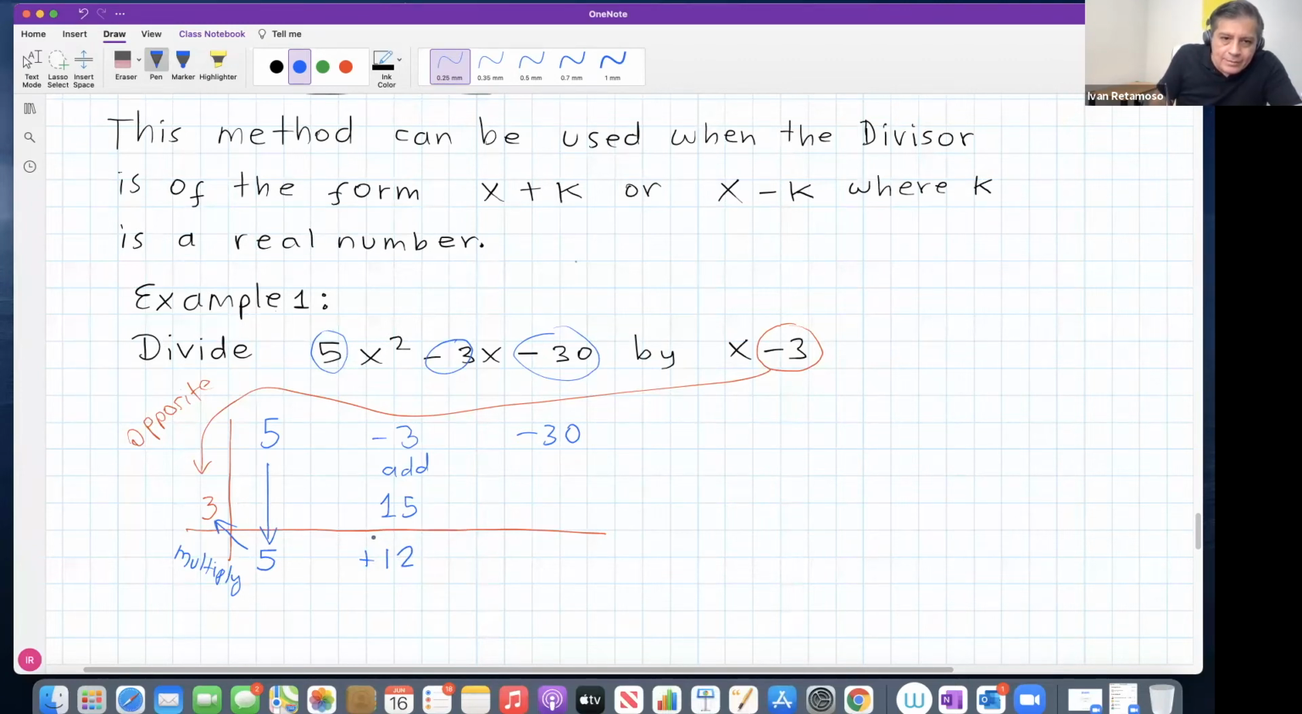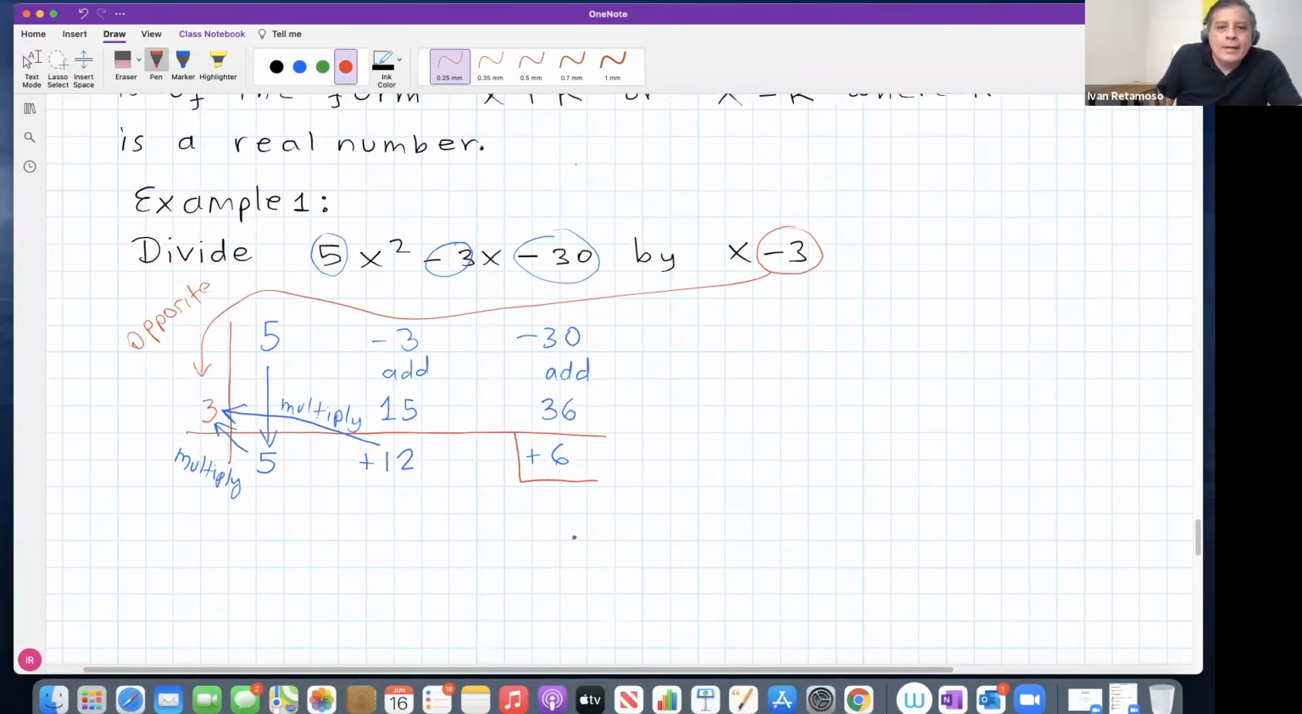Now, again, repeat. 12 now times 3. So multiply again. 12 times 3 is 36, right? Write that 36 below this guy, 36 here. Again, add. Adding negative 30 plus 36, that is just the number 6, or positive 6. All right, and then you're done, because then what the method says is separate the last term from the rest, and this is going to be your remainder. Remainder.